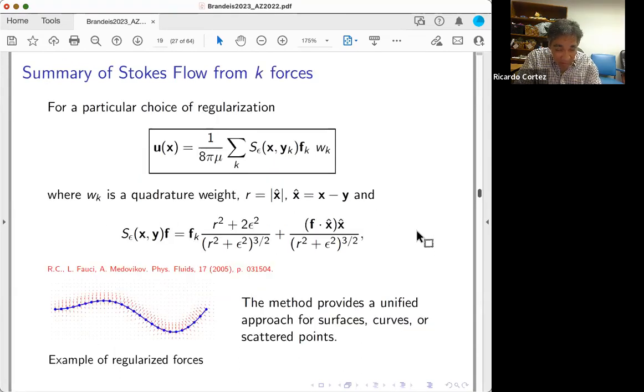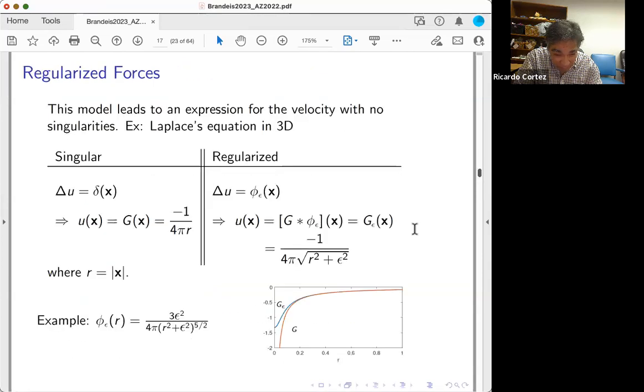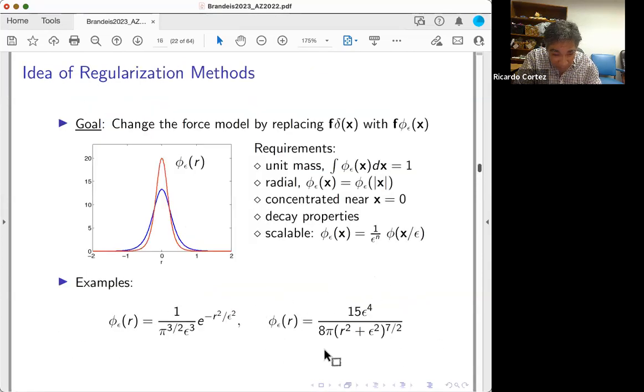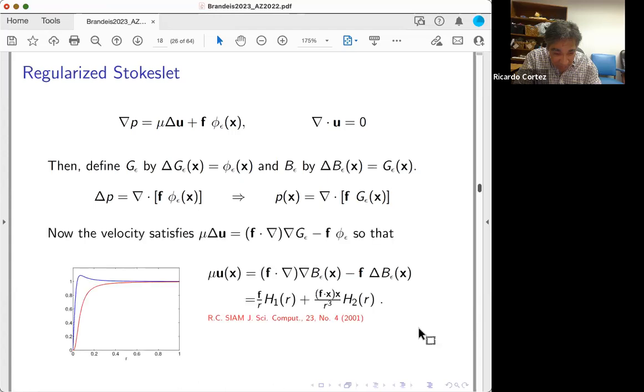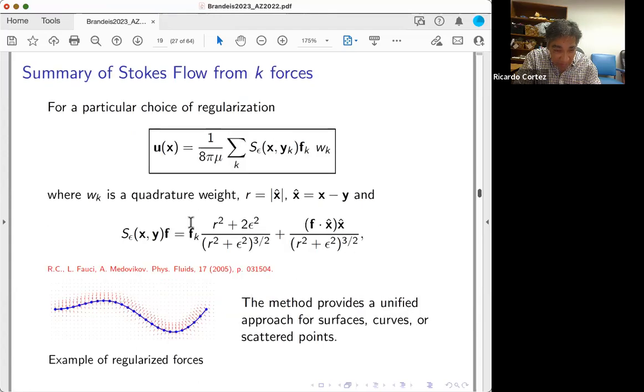And for the rest of this talk, I'm going to go back a couple of slides. I'm going to use this particular function. And if I derive my formula for that regularization, I get this. This is my kernel for the regularized Stokeslets. And notice that if you were to take the limit as epsilon goes to 0, you go back to the original singular version.